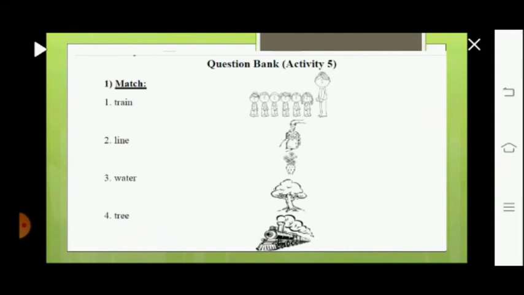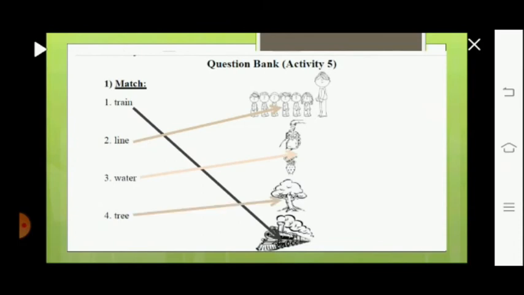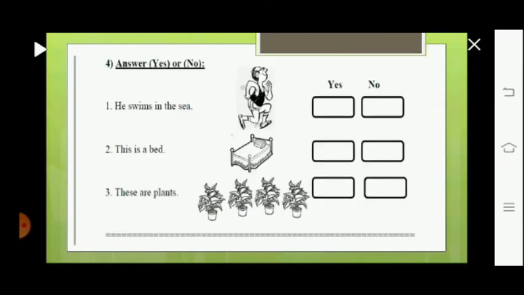Question bank. Activity number 5. 1. Match. Train. Where is the train? Excellent. 2. Line. Good job. 3. Water. 4. Tree. Good job.